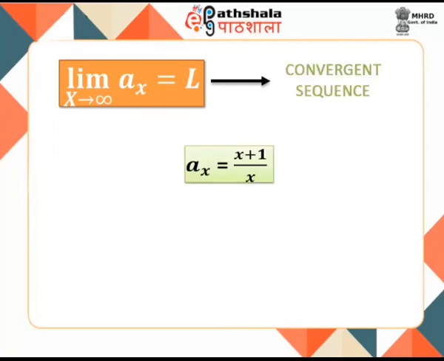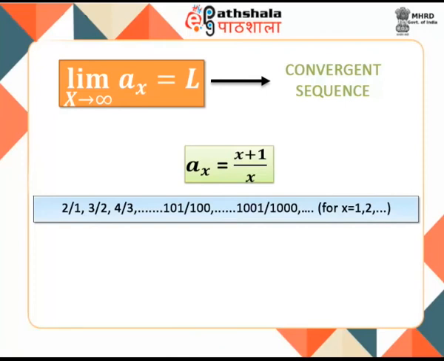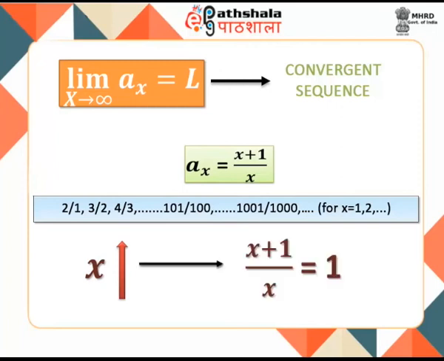Example: a_x is equal to (x plus 1) by x. Various members of the sequence are 2 upon 1, 3 upon 2, 4 upon 3, and so on, 101 upon 100, 1001 upon 1000, for x equal to 1, 2, and so on. We note that as x becomes larger and larger, the successive terms of the sequence become closer and closer to unity. Thus, the limit of (x plus 1) by x as x tends to infinity is equal to 1. Hence, the sequence is convergent.